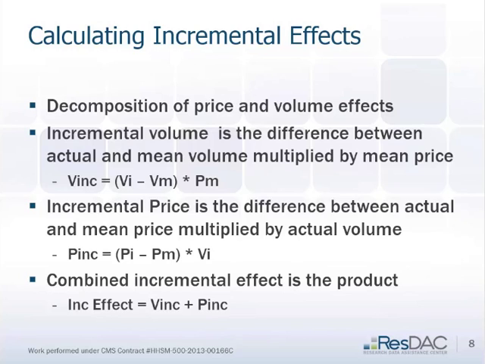And the reason we did that instead of the mean volume is we wanted the combined effect to add up. So when you do a decomposition, ideally you have two effects and you add them up and it's the total effect. And to make that work, we had to calculate the incremental price effect at the actual volume, and calculate the volume effect at the mean price. So it's just, if you added them together and did a little algebra, that's how that would work. And so those are our two effects.